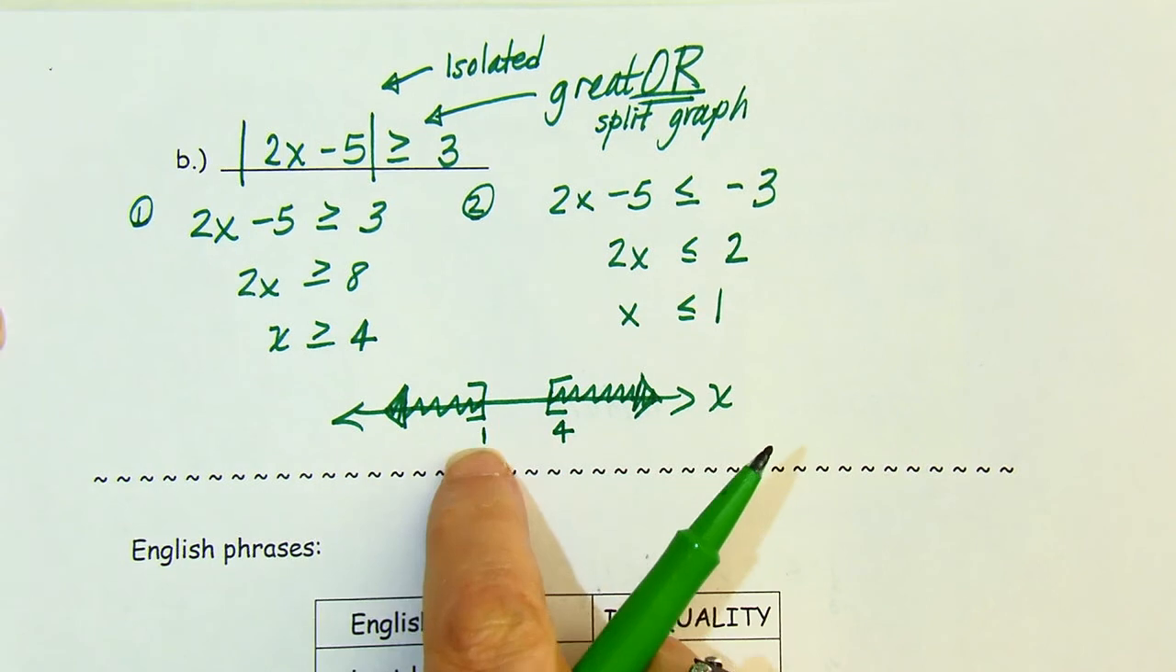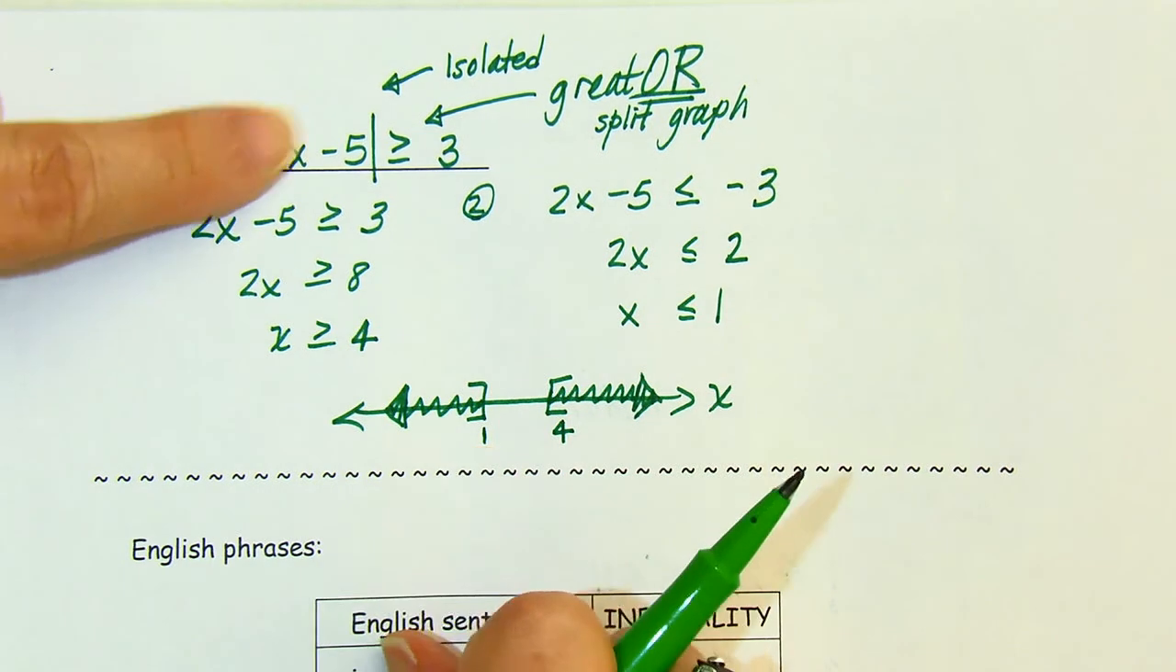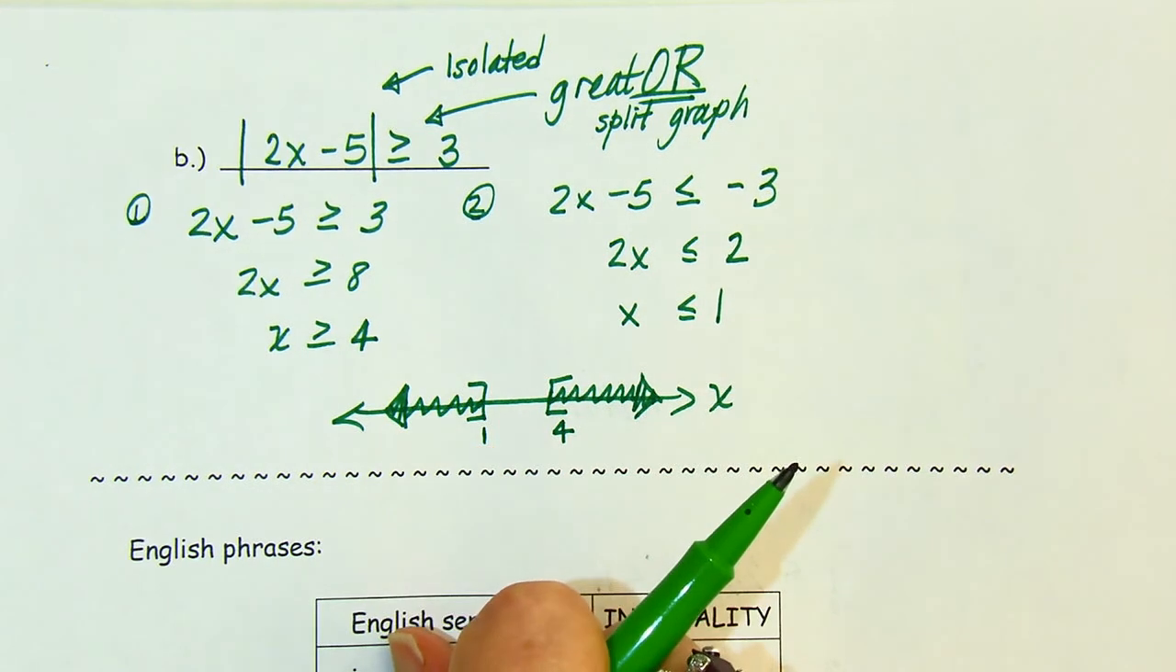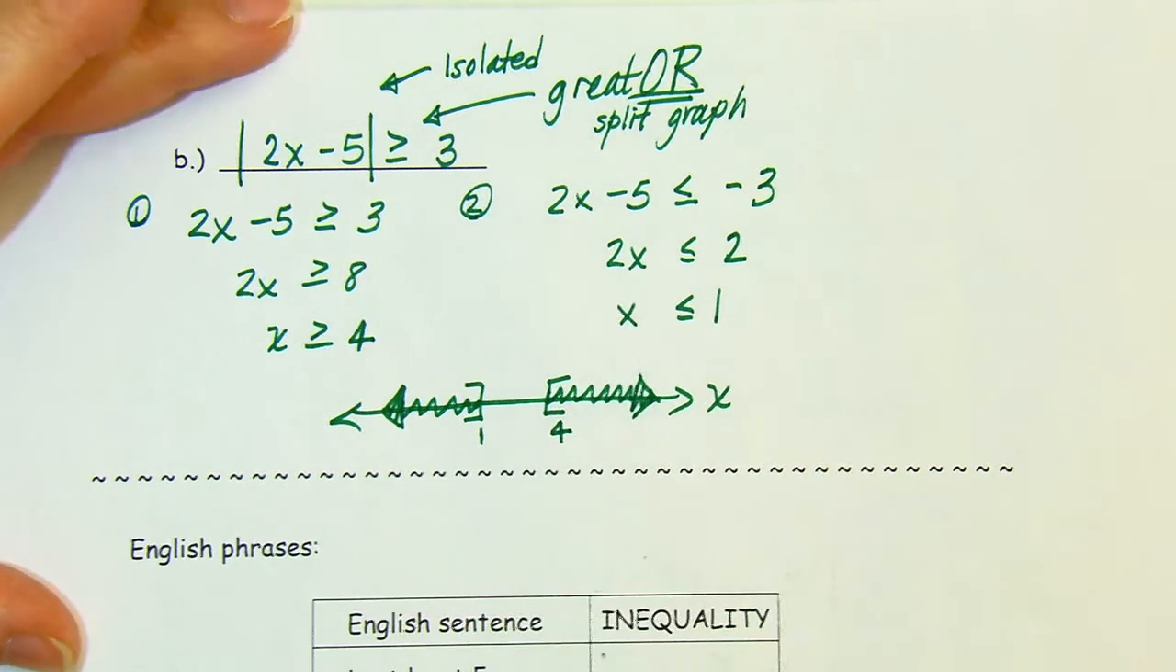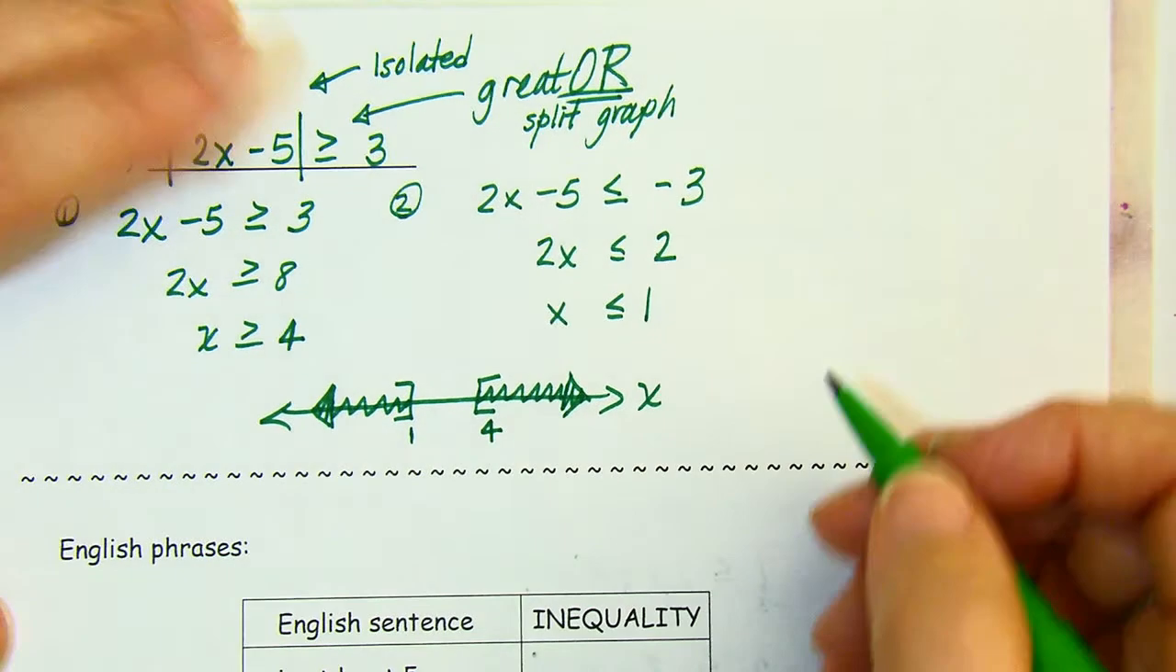If I put a 1 in there, 2 times 1 is 2, minus 5 is negative 3. Absolute value of negative 3 is 3. 3 is not greater than 3, but it is equal to it. Okay, what does my answer look like in interval notation?